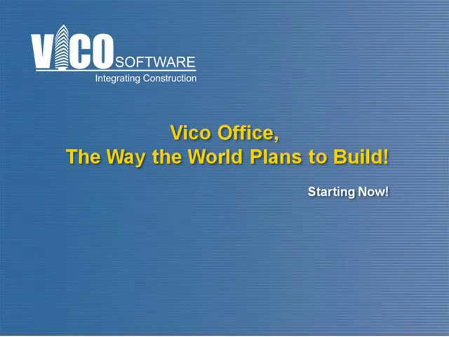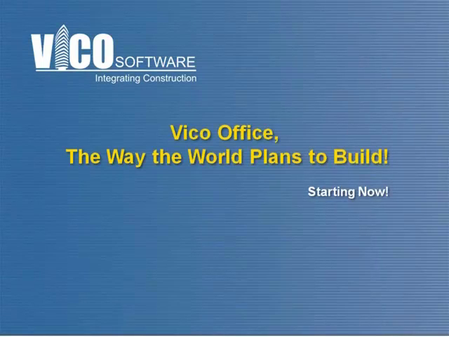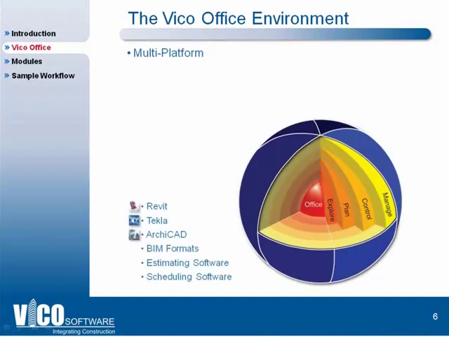Before we start, Vico Office will be available in 3 phases, and today we will focus on products from phase 1 and phase 2, and more details are in the presentation and of course in the demonstration. So the Vico Office environment makes it possible for the first time to work with models created in multiple BIM platforms. It works with the Revit modeling platform, with the Tekla modeling platform, and the ArchiCAD modeling platform, and you can combine models created with those 3 into one office project.